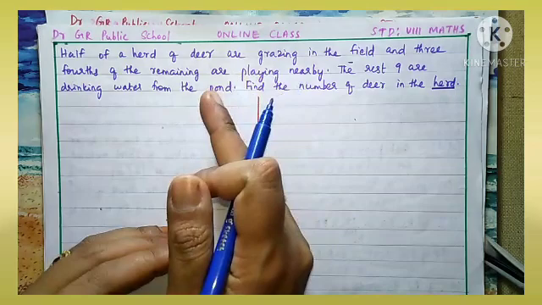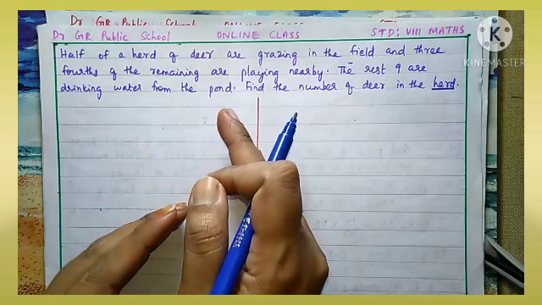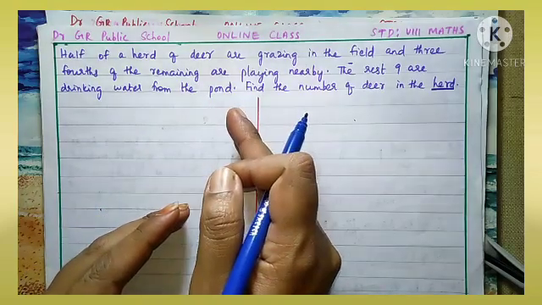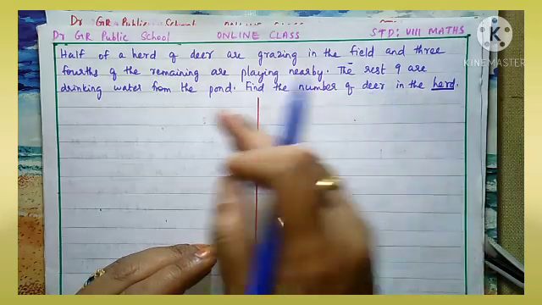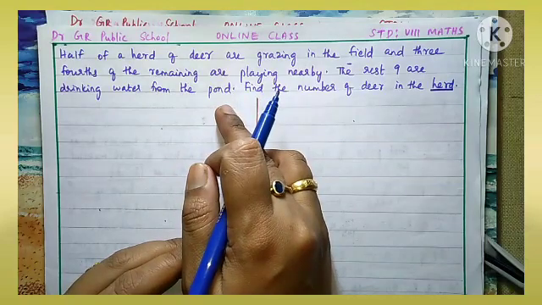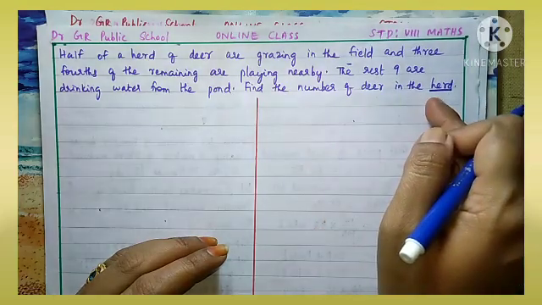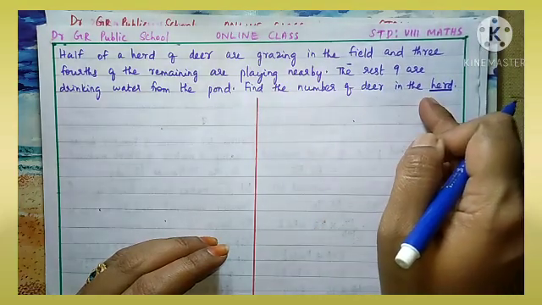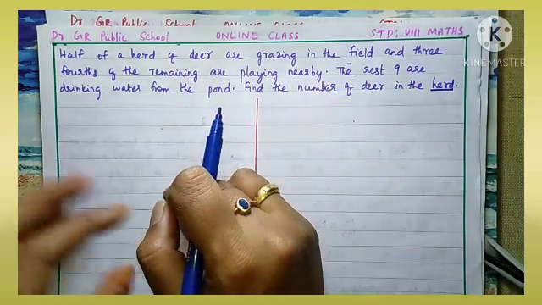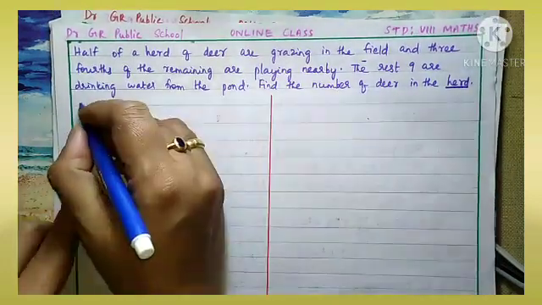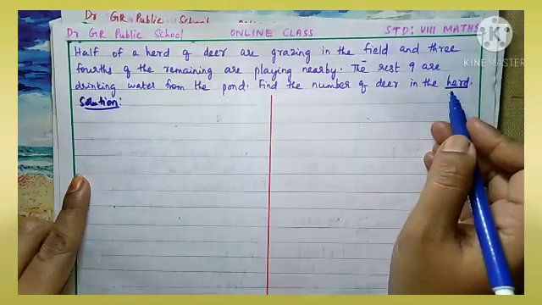So here 3 categories are mentioned. First, half is grazing in the field, second, 3/4 of the remaining half is playing, and third, the rest 9 deer are drinking water from the pond. Now what do we want to find out? The number of deer in the herd. So we want to calculate the total number of deer present here. Let us move on to the solution.